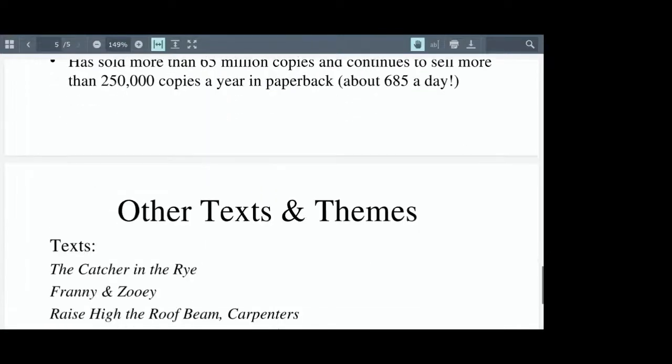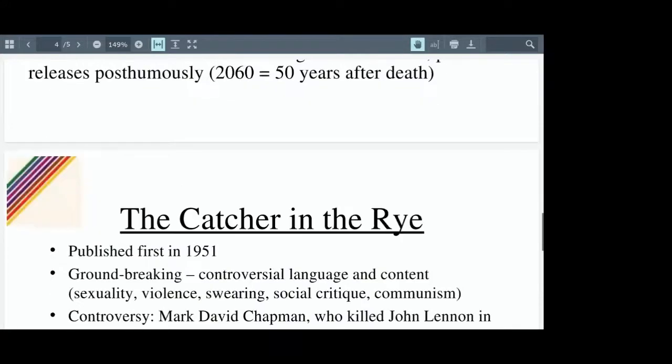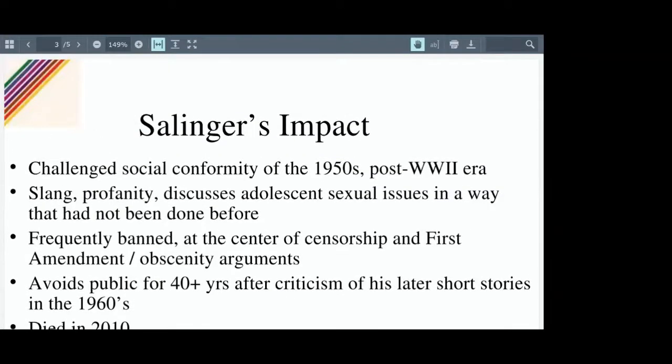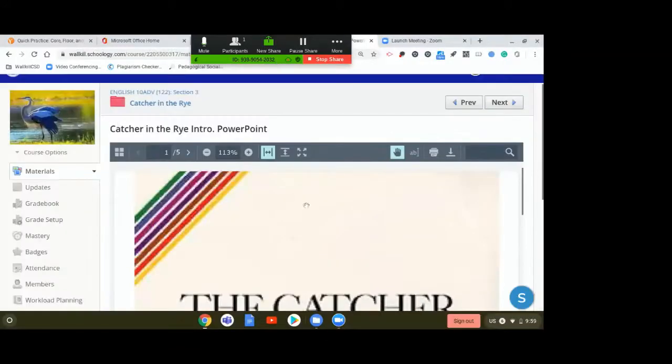And then just some more facts about the book, other texts that he's written, and some recurring themes. So look through this more carefully. Be aware that some questions on your first quiz will come from this PowerPoint. So have a look. All right, so with that said, that's just your basic background PowerPoint.